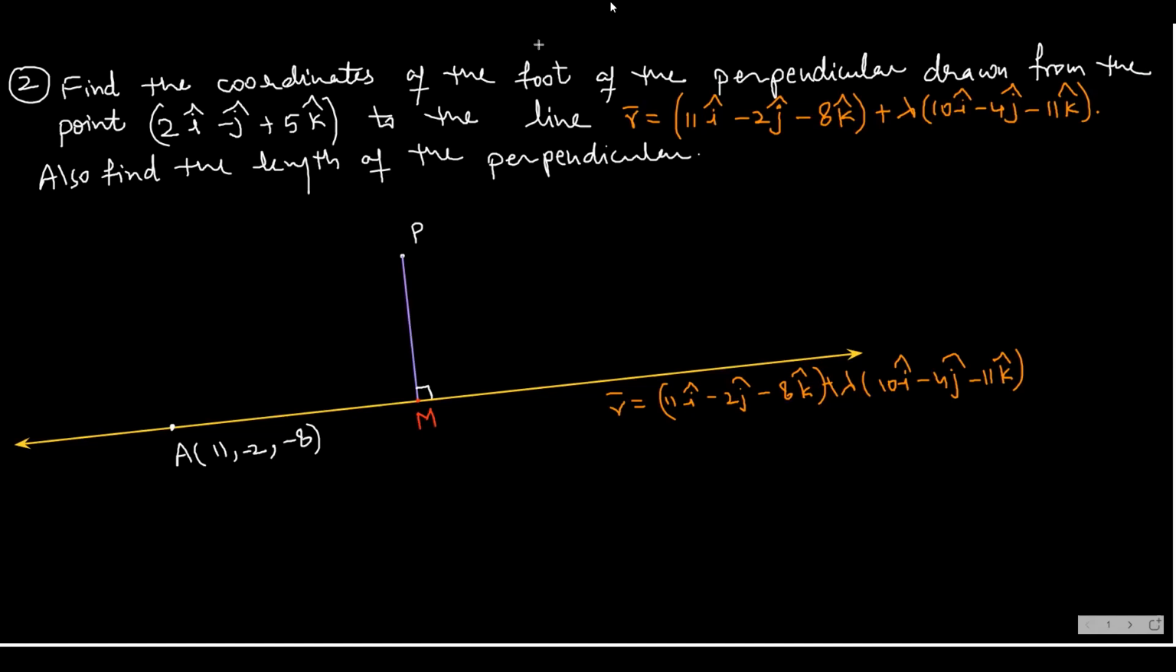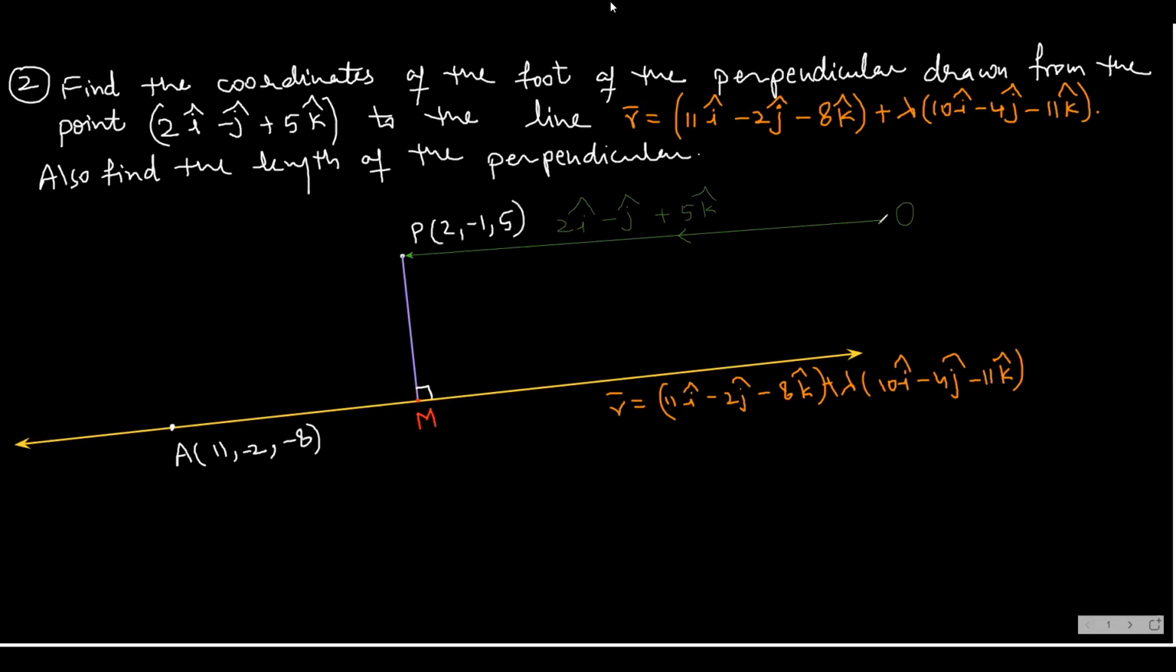It simply means that somewhere we would have the origin, and from the origin you are given this vector. And what is this vector? This vector is 2 i cap minus j cap plus 5 k cap. Now you need to understand, if this vector is 2 i cap minus j cap plus 5 k cap, it simply means that the coordinates of point P are (2, minus 1, 5).